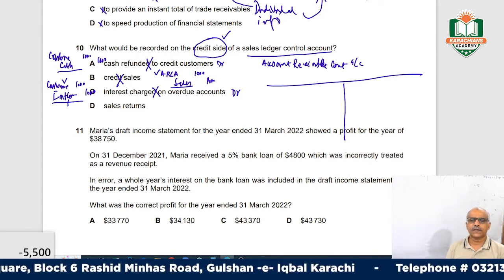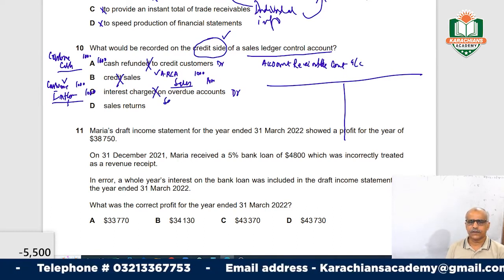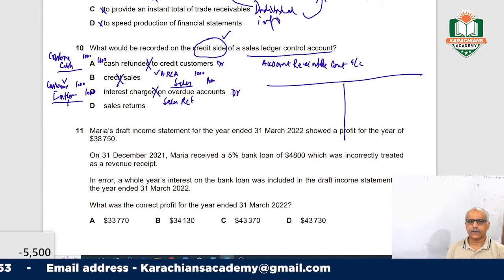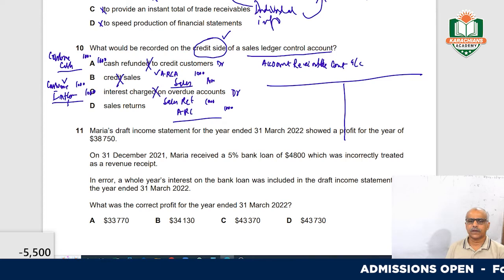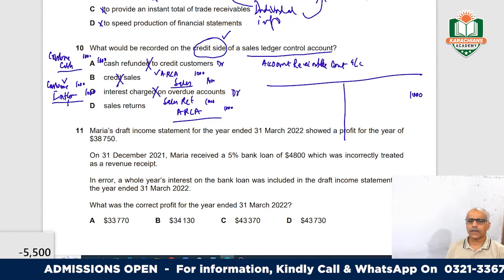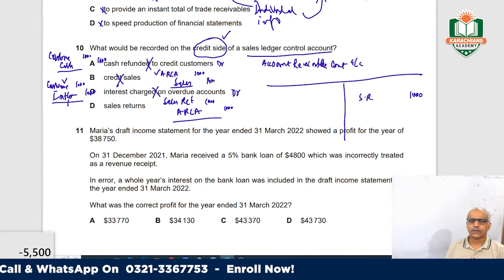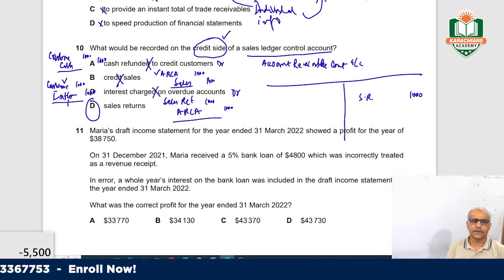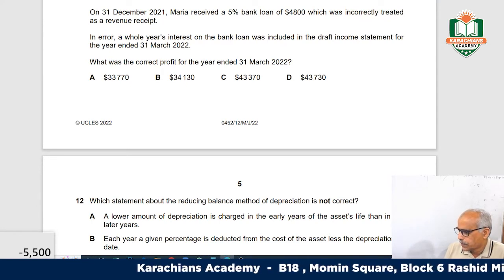Sales return. When sales return is done, sales return is debited. If I'm saying 1000, and you credit the customer account or account receivable control account. So this entry will come here, 1000 due to sales return. So only this is your answer, D. So move on to question number 11.